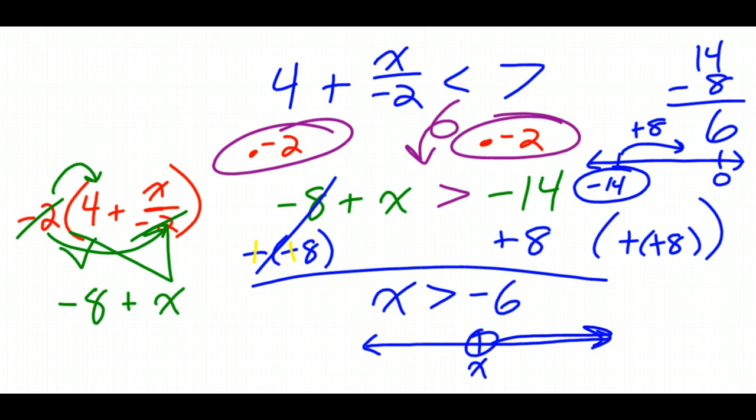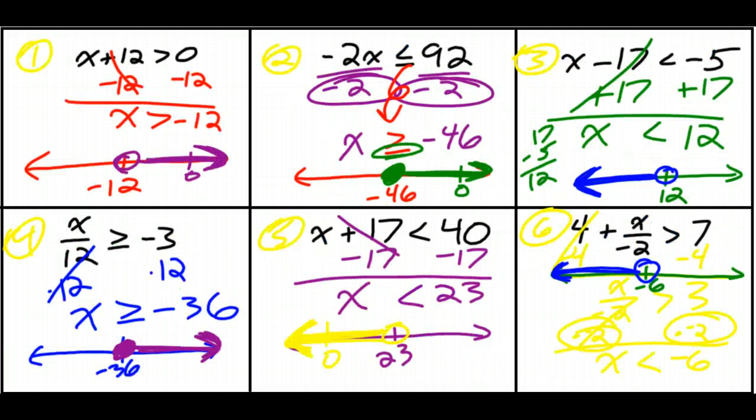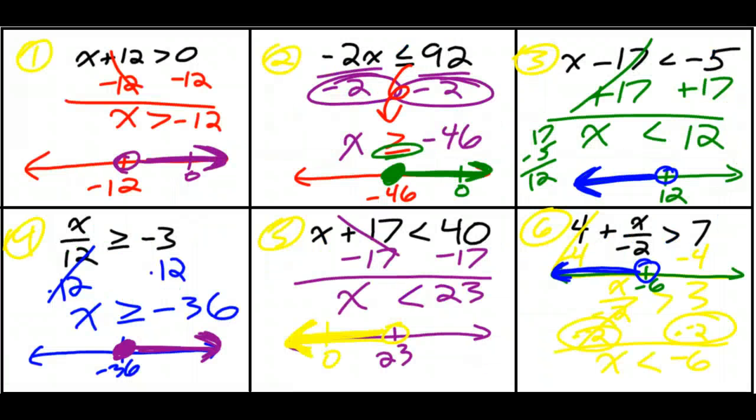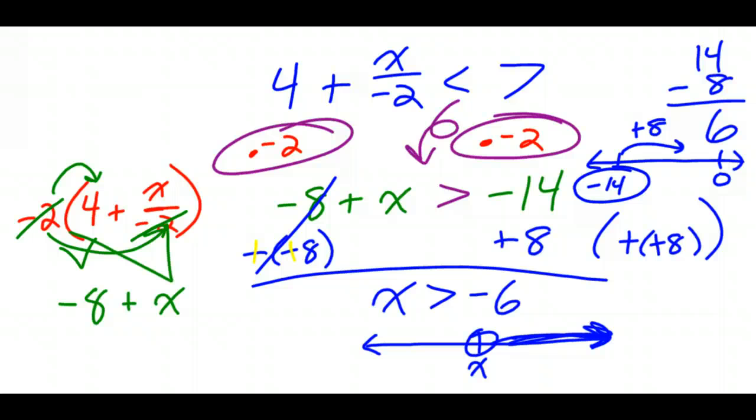X greater than -6. Now, I may have, indeed, wait, nope, I wrote the sign the wrong way. That's what happened. This sign started as a greater than 7, so we had this problem working on the opposite side. So the problem on the last page would have been 4 plus x over -2 is greater than 7, which would have given you x is less than -6. This is 4 plus x over -2 is less than 7, so it gave us x is greater than -6.